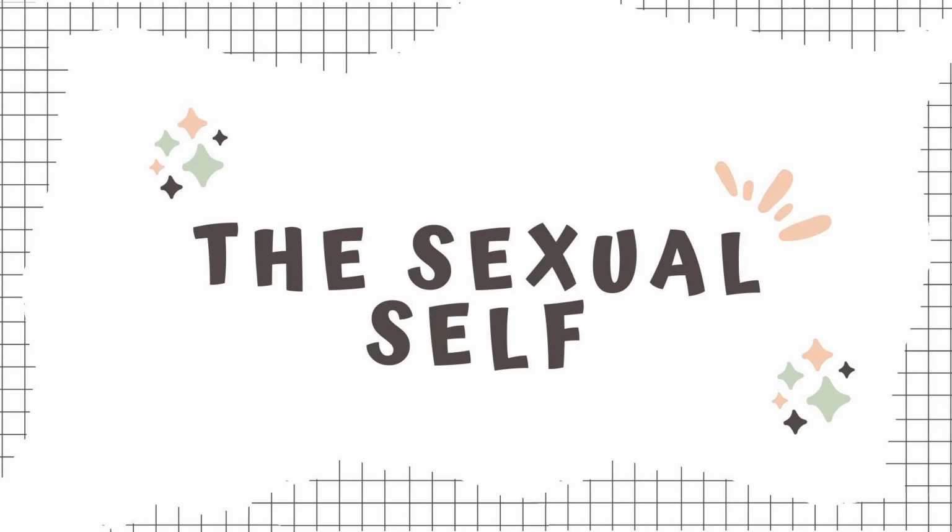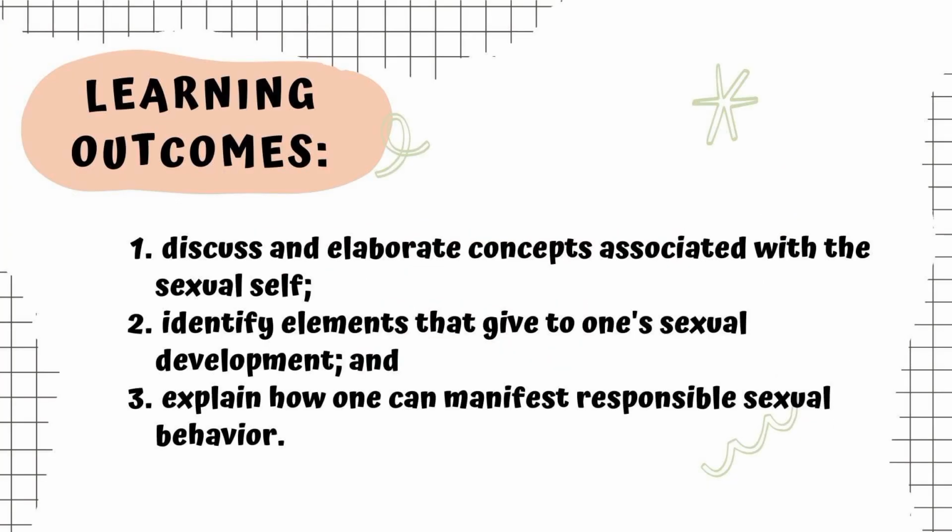We are Group 3 and we are assigned to report Lesson 2 entitled The Sexual Self. So here are the learning outcomes. At the end of this topic, students will be able to discuss and elaborate concepts associated with the sexual self. Identify elements that contribute to one's sexual development and explain how one can manifest responsible sexual behavior.